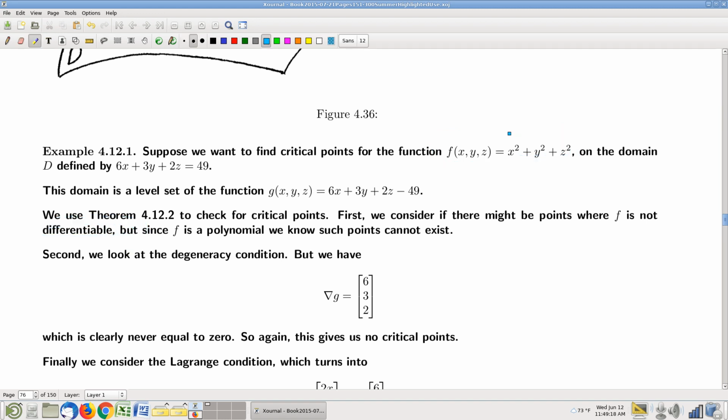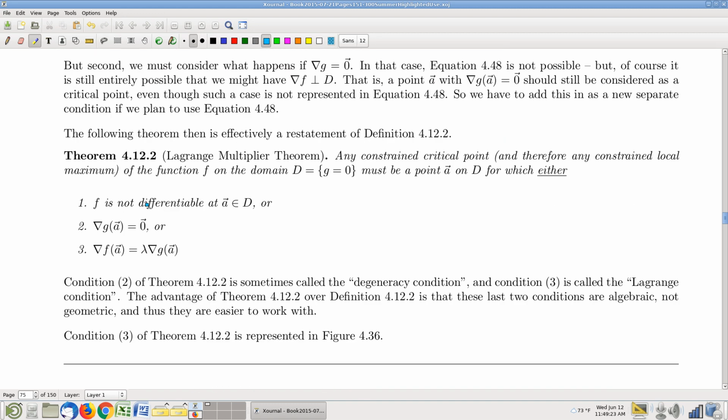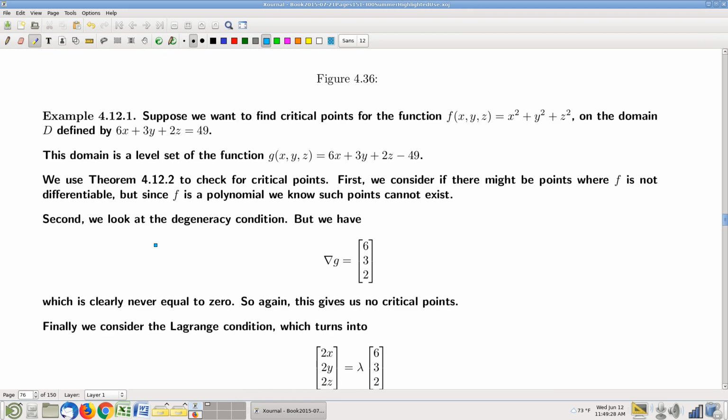Okay, next, the degeneracy condition. We have to look at where the gradient of g is equal to 0. Okay, well, there's your g. There's the gradient of g. Where is that equal to 0? For what values of x, y, and z is this equal to 0? Well, none. Again, the 6 is never equal to 0. I don't care what x is. Right? So there are no degenerate critical points. Okay. How are we doing? Everybody happy?